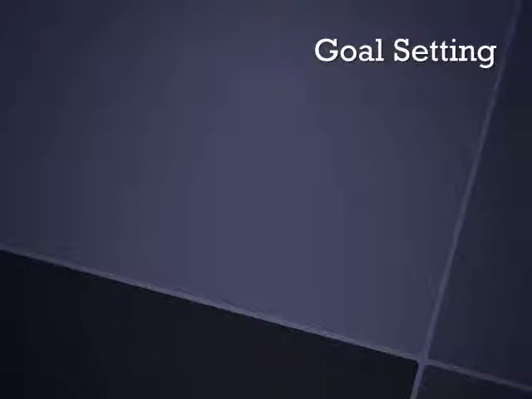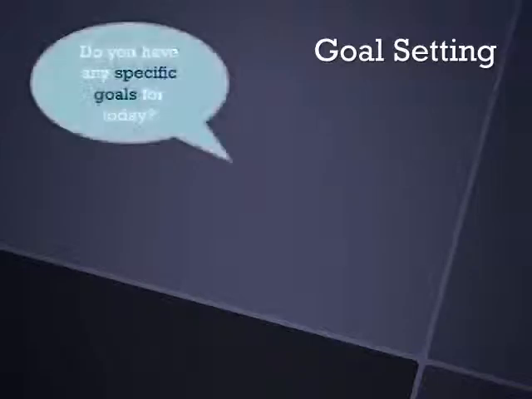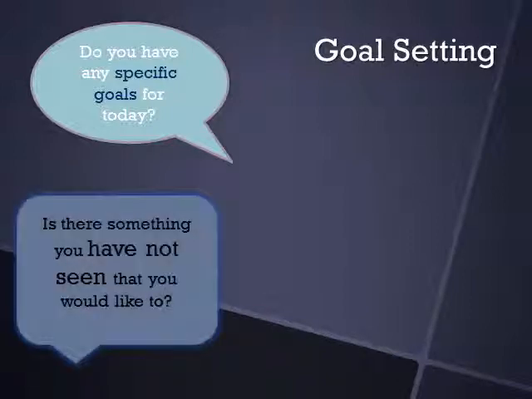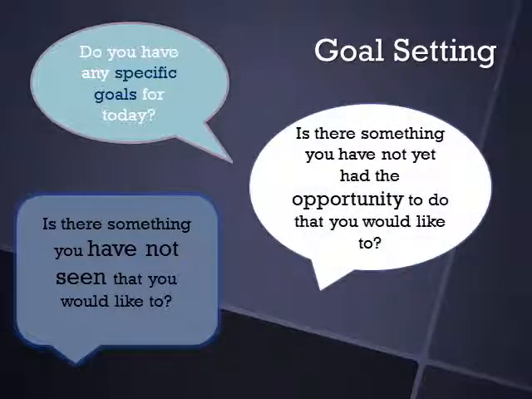The educational history should clarify what teaching or learning goals are appropriate for that learner. Of course, you can try asking them if they have any specific goals or expectations for the clinic. However, this inquiry often evokes a blank stare from the learner. Instead, try asking about their needs in different ways, such as, is there something you've not seen that you would like to? Is there something you've not had the opportunity to do that you would like to?